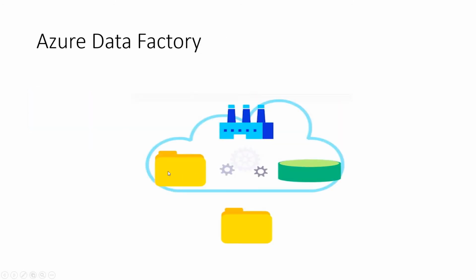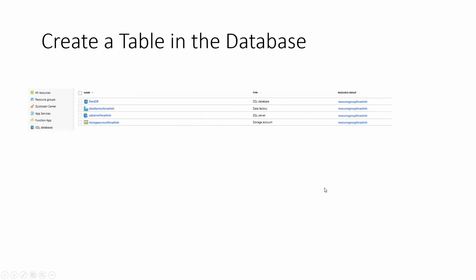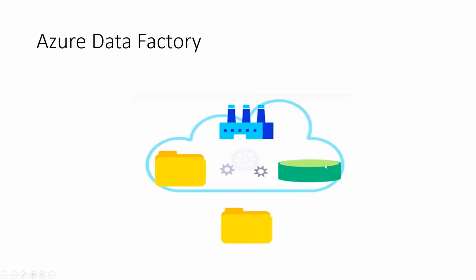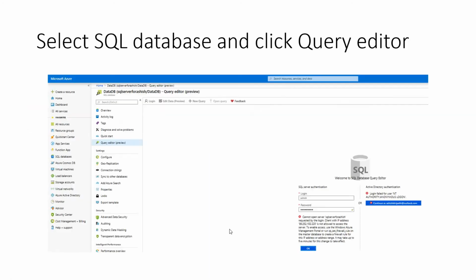Okay, now we want to move this data from here to here. To do so, we need to create a structure for that as well, because we are creating a database here, so we need to create a space for it, right? We need to create the table structure for it. To do that, you click on the database which you have created under the SQL servers. You give the name, and then you click on the query editor.